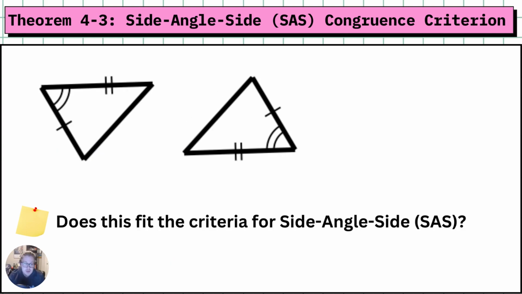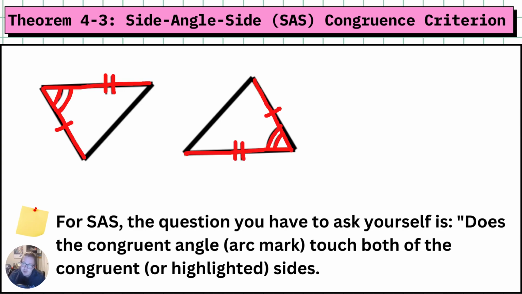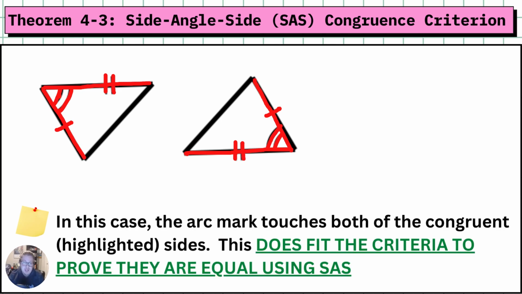All right, so take a look at this one. Does this one fit the criteria for side angle side? Again, the question you have to ask yourself is, does that angle, in this case the double arc mark, touch both of the highlighted sides? In this case, yes. The angle touches both of the highlighted sides. So this does fit the criteria to prove they're equal using side angle side. All right, so that one's pretty good.